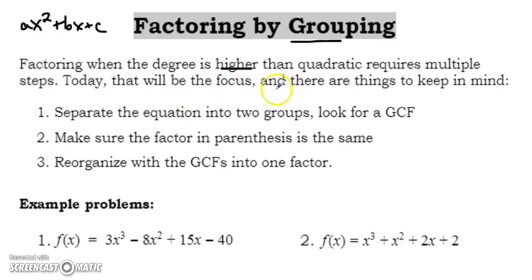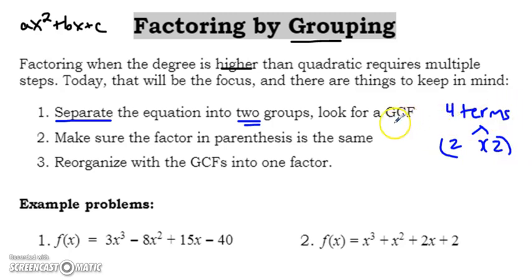And with that focus in mind, here's what we need to know. We're going to need to separate the equation into 2 groups. And I'd like to hope that since there are 4 terms, you're going to divvy it up into 2 and 2, in parentheses, okay? But those aren't going to be our factors yet.